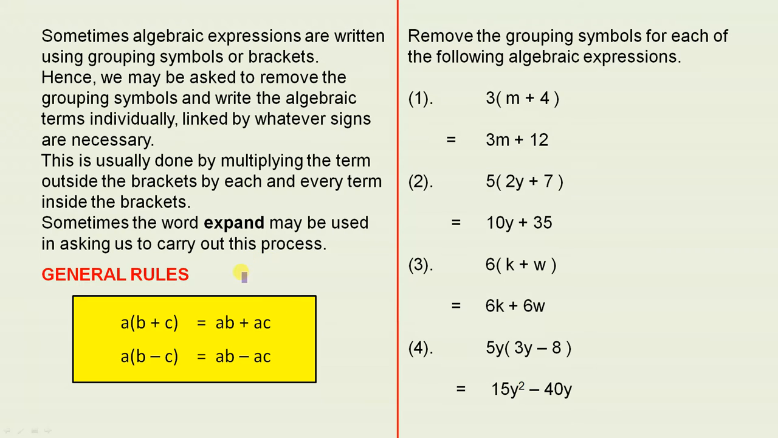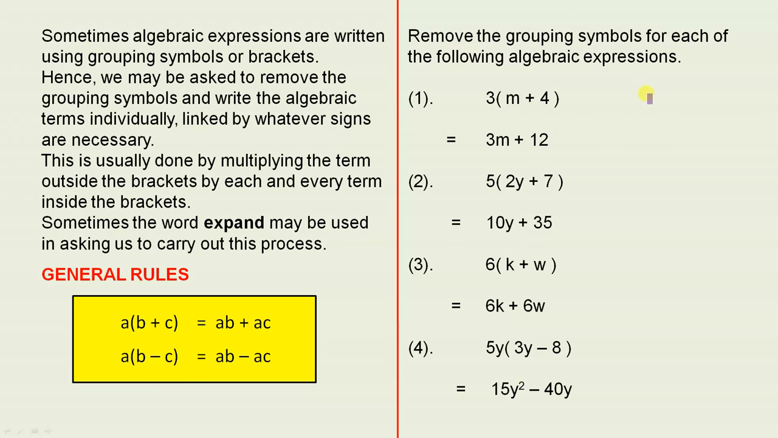Here are two general rules. The first one, if we have A outside of B plus C, you multiply A by each of the terms inside the grouping symbols or brackets. So that gives you AB plus AC. If we have A outside of B minus C, when we expand or remove the grouping symbols, we have AB minus AC.